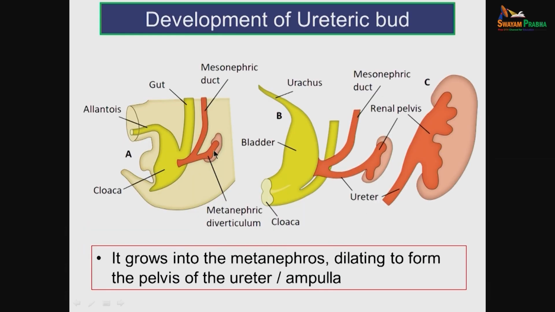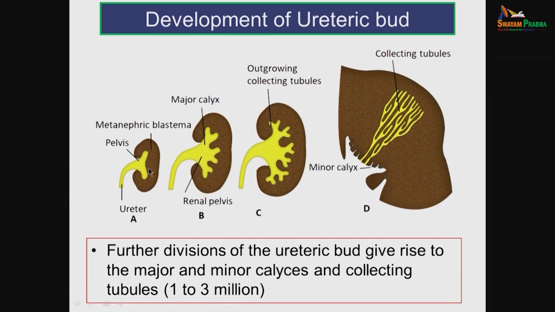This ureteric bud is growing into the metanephros. It is dilating to form the pelvis of the ureter, also called the ampulla. Further divisions of this ureteric bud give rise to the major calyces. In this picture, further subdivisions give rise to minor calyces, and finally the collecting tubules. What is shown in yellow color is coming from the ureteric bud, that is, the collecting part of the kidney is developed from the ureteric bud.